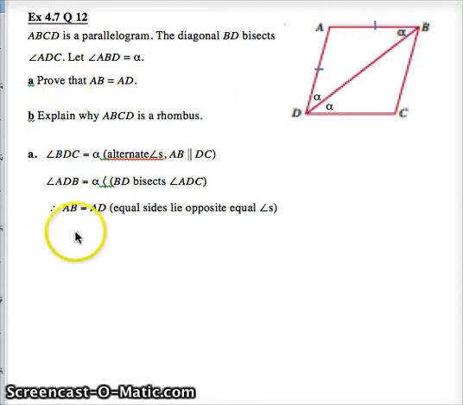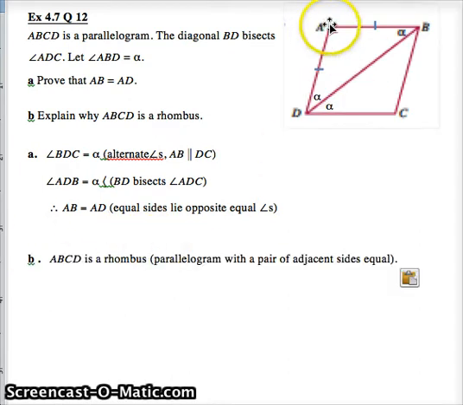Hence in part B we have to therefore explain why ABCD is a rhombus. Now one of the tests for a rhombus is that a rhombus is a parallelogram which has one pair of adjacent sides equal. Now we're told that ABCD is a parallelogram, and we've just proven that AB equals AD. Therefore, we can now explain why ABCD is a rhombus. And the reason is that ABCD is a rhombus because it is a parallelogram with one pair of adjacent sides equal. And that's the end of the proof.